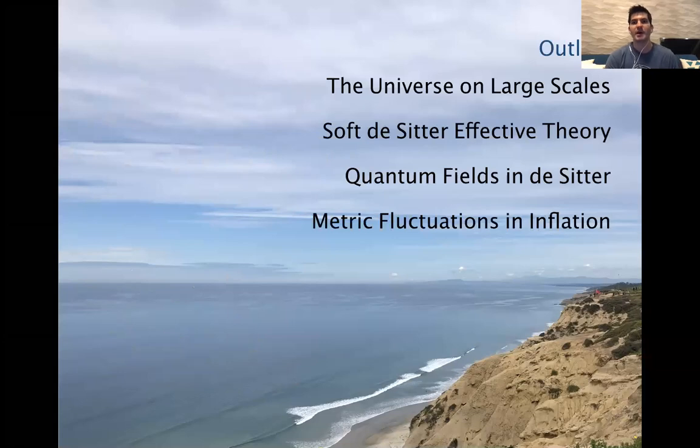So the plan for the talk is first I'm going to introduce the problem of describing the universe on the largest possible scales. I'll describe soft de Sitter effective theory and how it addresses this problem, and apply it to quantum fields in a fixed de Sitter background and metric fluctuations during inflation.